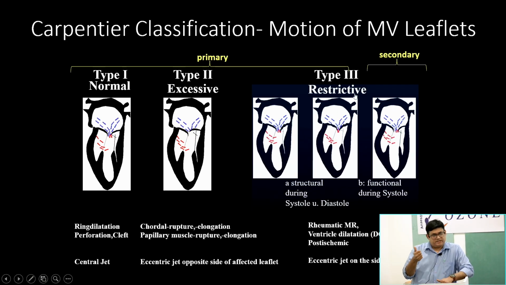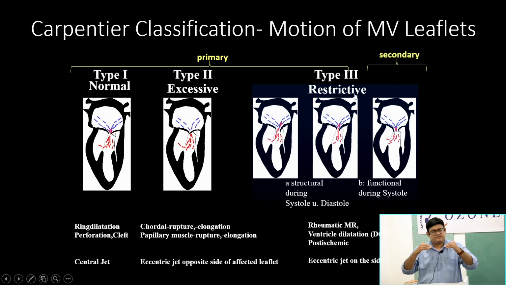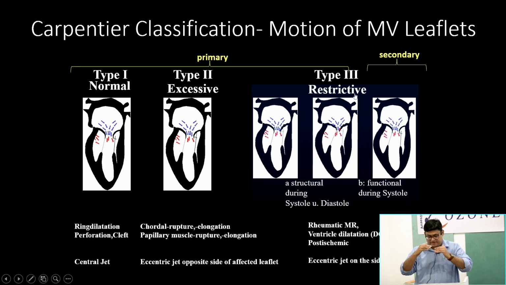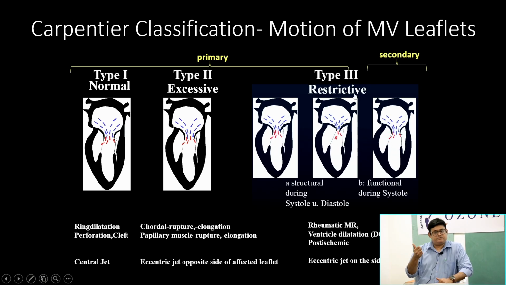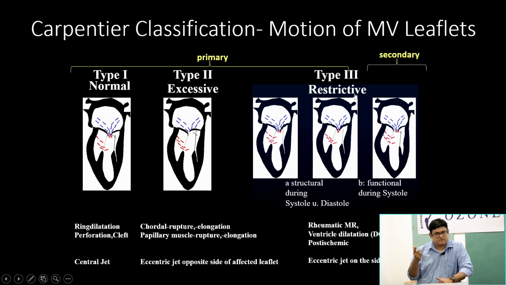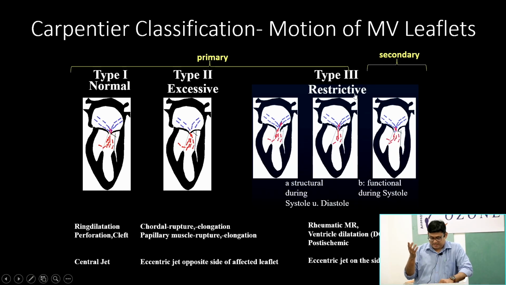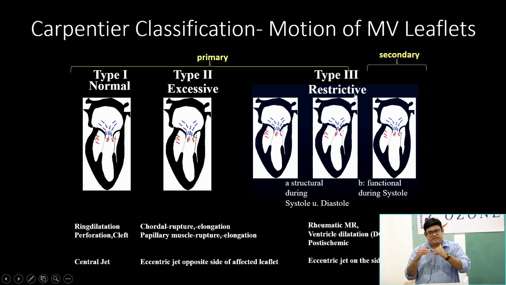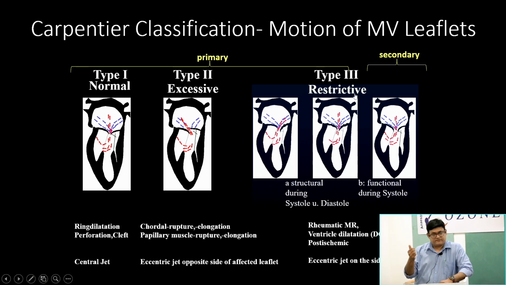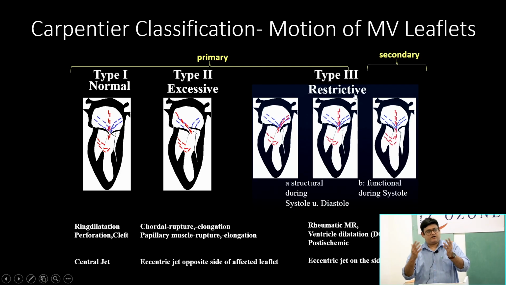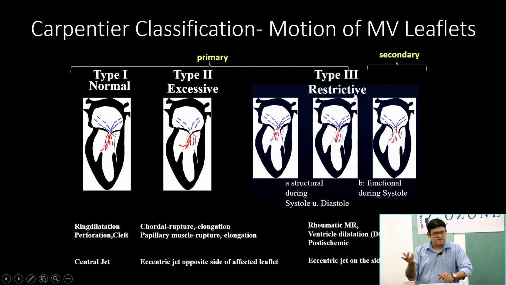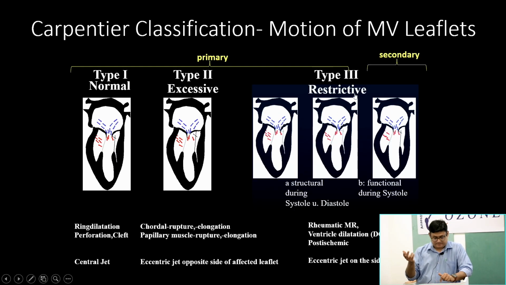Now coming to type 3, it is restrictive. So what it means is that there is restriction to the movement of the mitral valve, and it is of two types. In type 3A, there is restriction during systole as well as diastole, which is commonly seen in rheumatic heart disease. In type 3B, there is restriction only in systole, and the causes are ventricular dilatation, post ischemic, any ring dilatation, or any mitral regurgitation in the face of normal mitral leaflets in the setting of ischemia, which is known as post ischemic MR or ischemic MR.